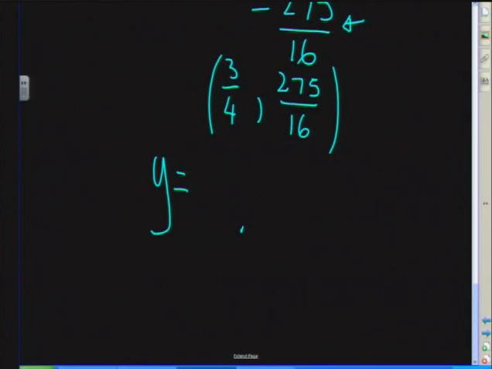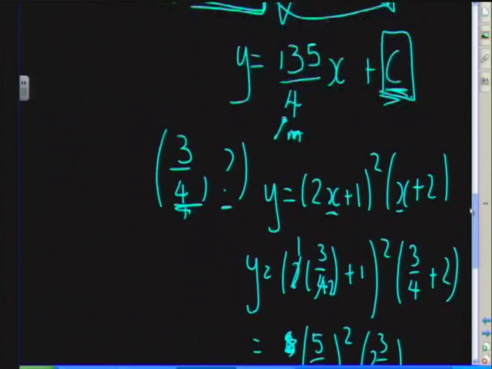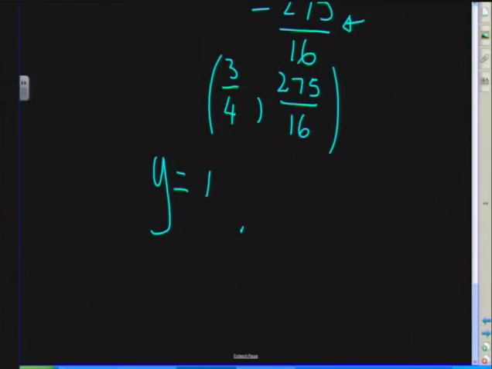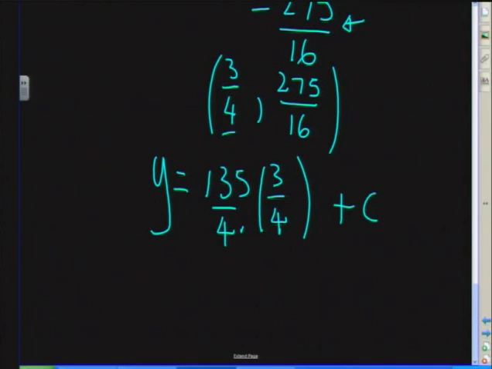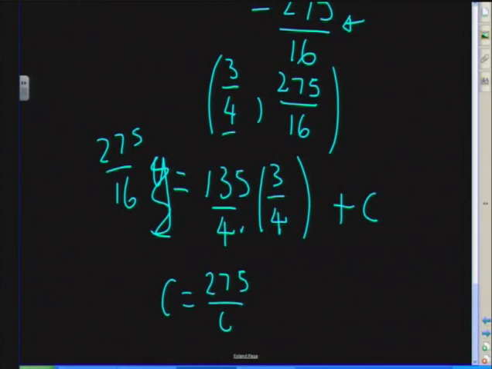Y is equal to mx plus c. Remember, it was y is equal to 135 over 4, and in place of x, I've got 3/4. And in fact, I'm going to replace y with 275 over 16. And I simply need to solve for c. So c is going to be 275 over 16 minus 135 over 4 times 3 over 4.